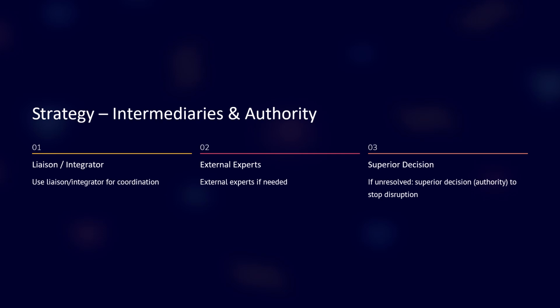If all else fails, we use dominance through position. This is when a common superior steps in and makes a final decision. The boss might say, here is what we are going to do, and both parties must accept it. This could involve transferring people to different departments or simply issuing a warning. While this doesn't always solve the underlying feelings, it does stop the conflict from disrupting the work.